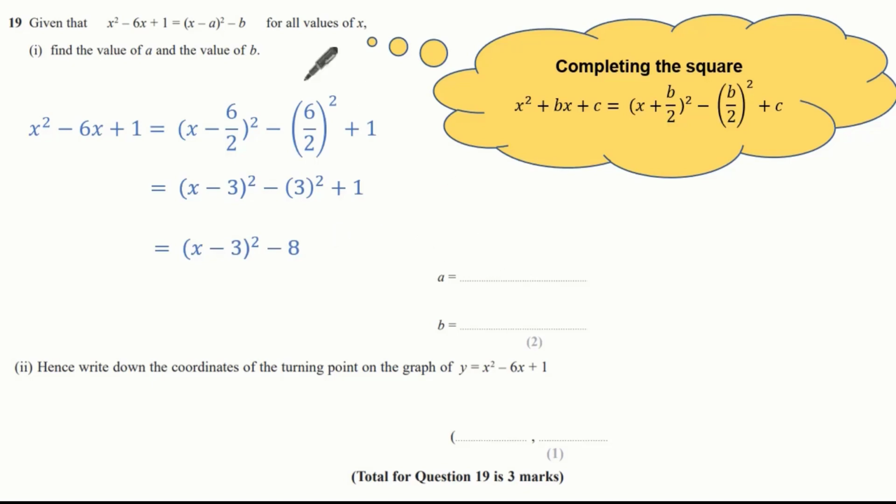So it's clear that in x minus a all squared, the a must be 3, and subtract the b, well the b must be 8. Part 2 wants us to write down the coordinates of the turning point of the function y equals x squared minus 6x plus 1. Now remember, the turning point is always indicated from the completing the square format. So we know our x coordinate must be 3 and our y coordinate is minus 8.